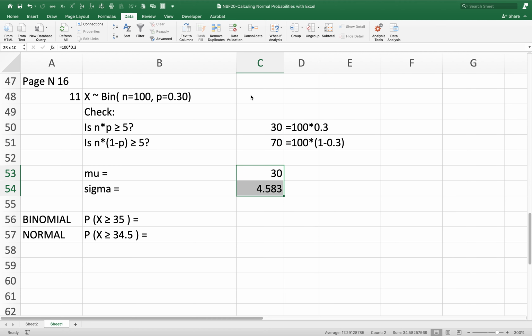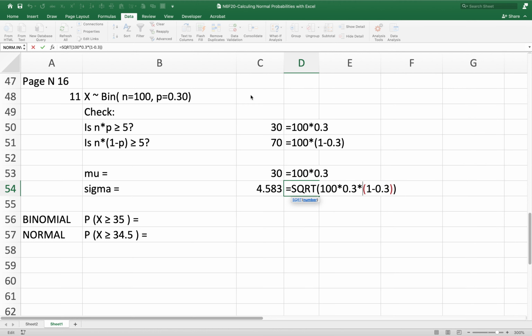Here's our mean, here's our sigma. So the equivalent then, remember, the mean of a binomial distribution is equal to n times p. So that's a 30. That's the same thing up here, so that's 100 times 0.3. And the standard deviation is equal to the square root of 100 times 0.3 times 1 minus 0.3. So that's what we've got there. Okay. Let's go and build this.